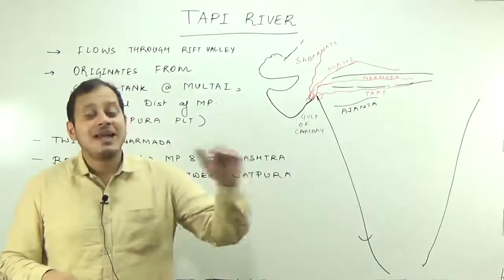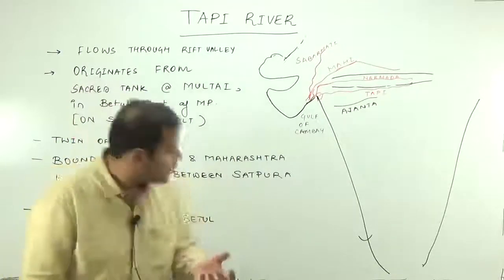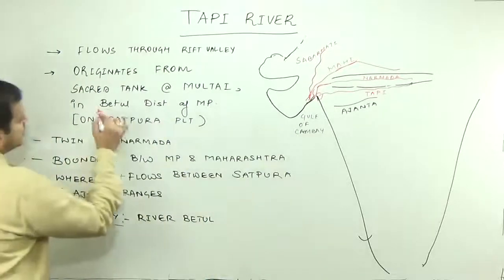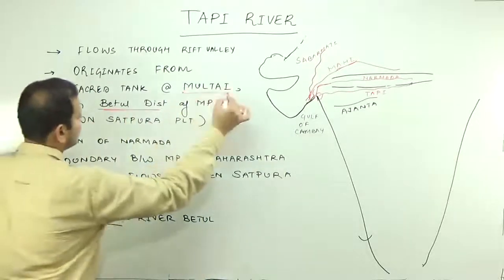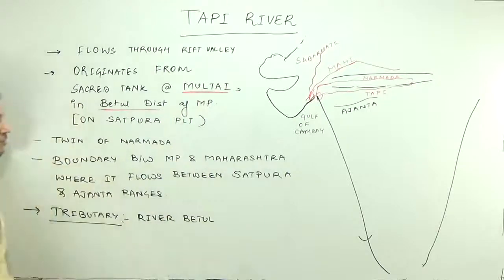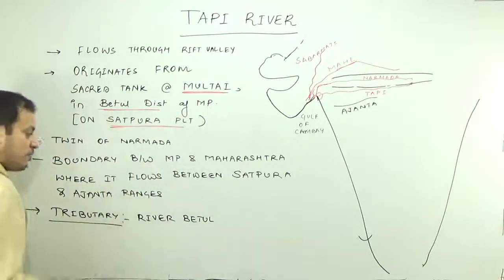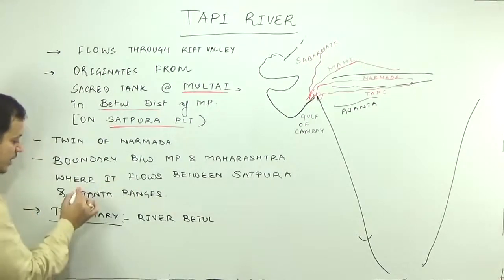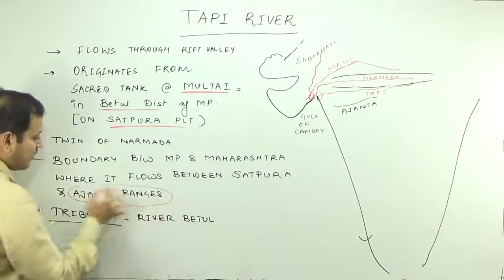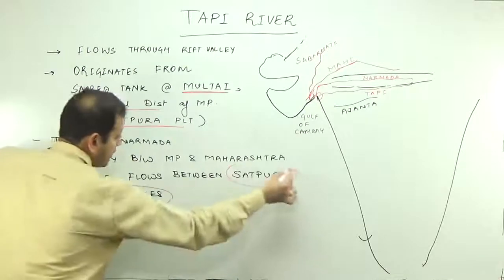River Tapi is a handmaiden. Where does it originate? It originates in the Betul district, from a sacred tank at Multai, in the Betul district of Madhya Pradesh on the Satpura Plateau region. Now, it forms a boundary between MP and Maharashtra, and it drains into the Gulf of Khambat and flows between the Satpura and the Ajanta ranges.